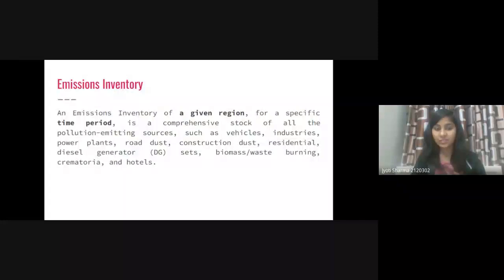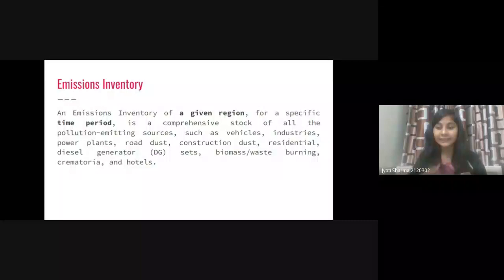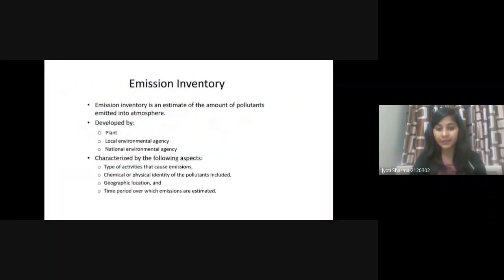So it is for a given region, it is for a specific time period, and this is the stock of all the pollution emitting sources. For example, vehicles, industries, power plants, road dust, construction dust, and residential. There are lots of activities that we can't count, but what will we do? You have a list of activities, then you calculate how much pollution that particular activity is giving you, and you maintain that record, so that will be known as the emission inventory. So this was the first statement, and obviously this first statement is correct.